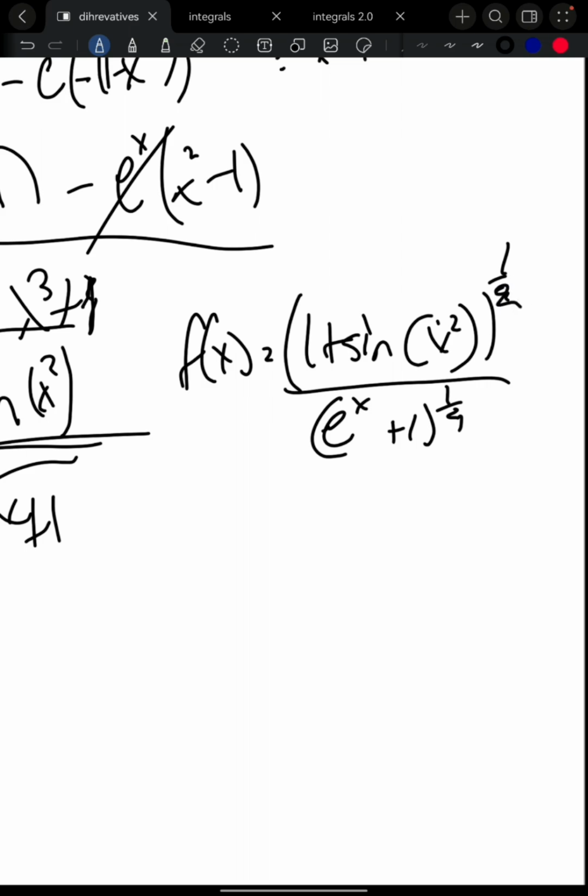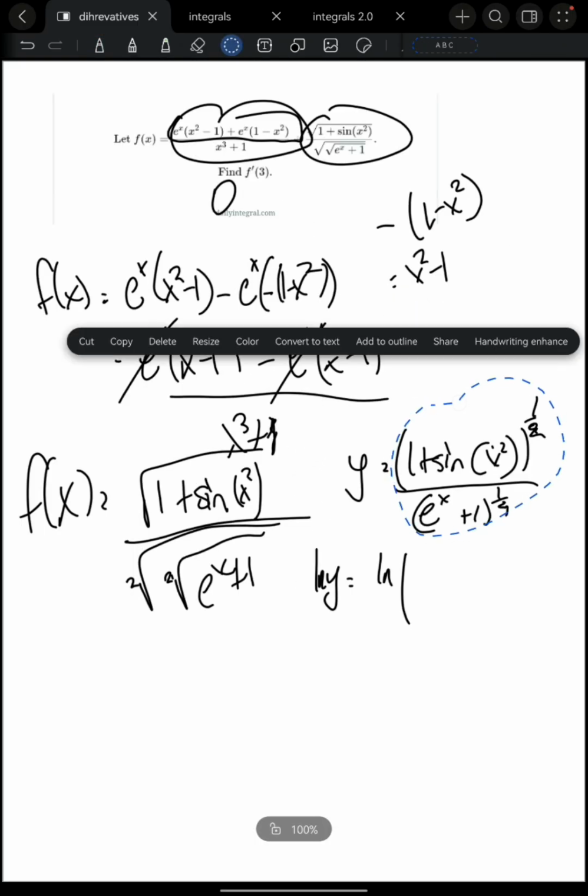Wait, this is 2. And then instead of doing the quotient rule, let's do logarithms, right? So I'm going to name this y. So ln of y is just ln of... I'm not writing all of this.